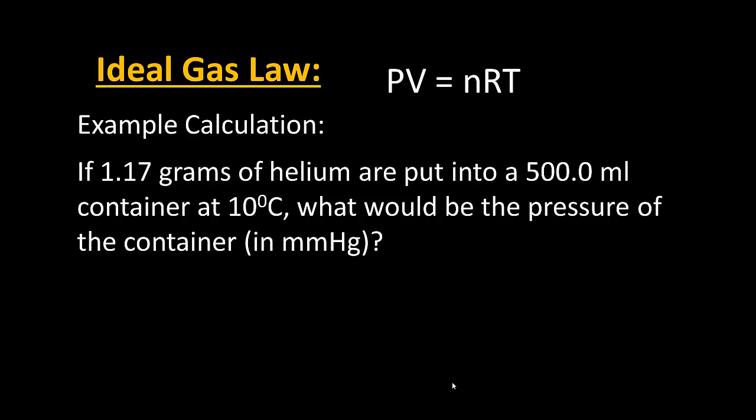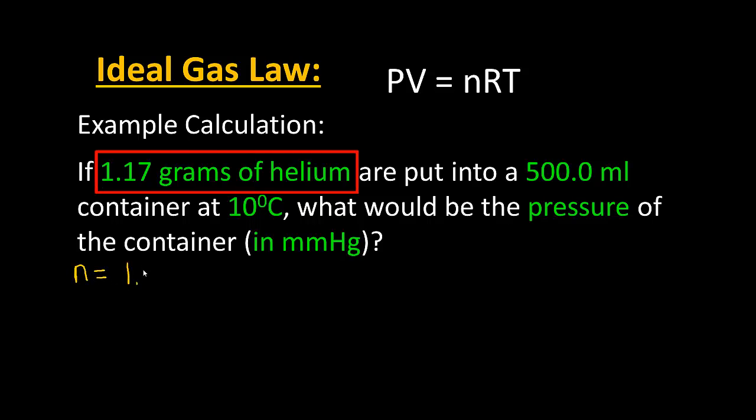Now let's do another problem. We have 1.17 grams of helium put into a 500 milliliter container at 10 degrees C. What would be the pressure of the container in millimeters of mercury? We need moles, but if you notice, this is in grams, and we need to convert this into moles. So let's go ahead and do this.